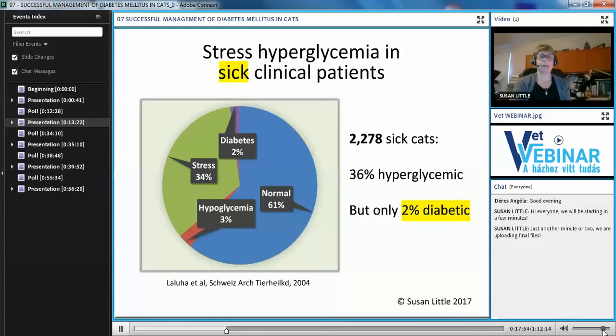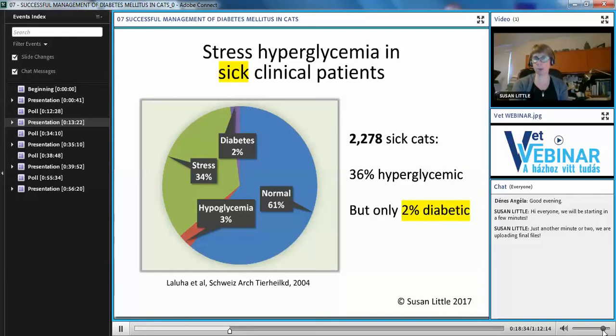Stress hyperglycemia is a particular problem that we have to rule out, because cats are good at becoming hyperglycemic when they're stressed, and even when they're sick with other diseases, they might be hyperglycemic and yet not be diabetic. So that's well illustrated by this study that was published actually quite a long time ago, but it was looking at over 2,000 sick cats that were referred to a university-based veterinary teaching hospital for diagnosis, and those cats had all different kinds of disease. And you can see that 36% of those cats were hyperglycemic, but only 2% in the end were actually diabetic. So stress hyperglycemia is quite common in a sick cat group.